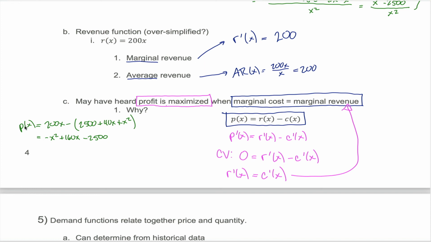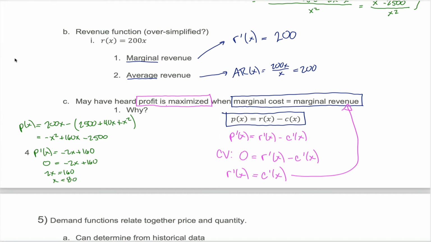If I want to maximize profit, I need to find critical values. To find critical values, I take the derivative of this profit function. The derivative of this profit function would be negative 2x plus 160. For critical values, I take that derivative and set it equal to 0. So I get 0 equals negative 2x plus 160. In other words, 2x is equal to 160. In other words, x is equal to 80.